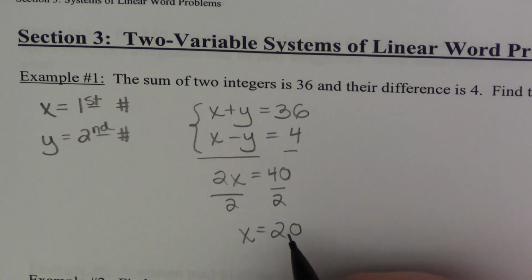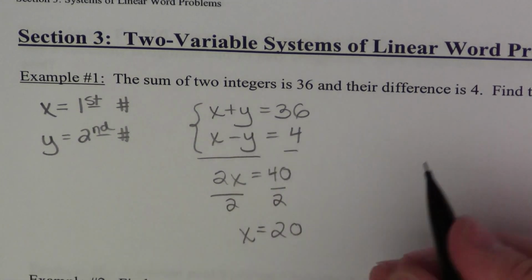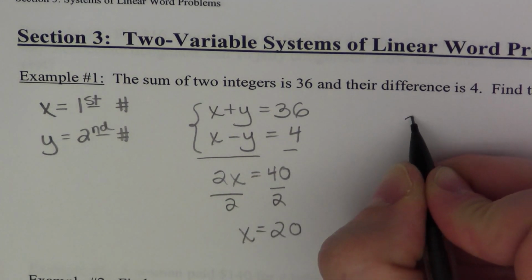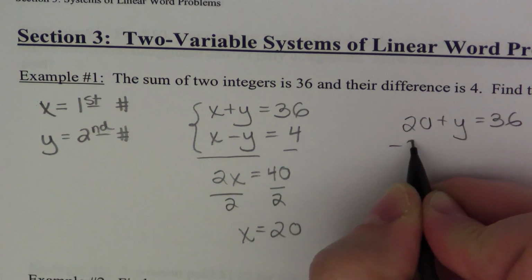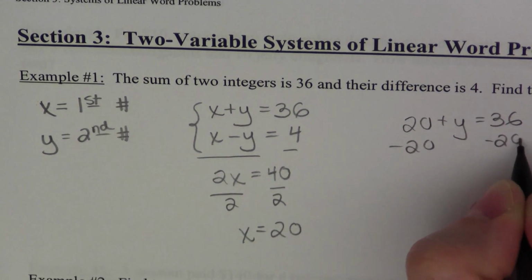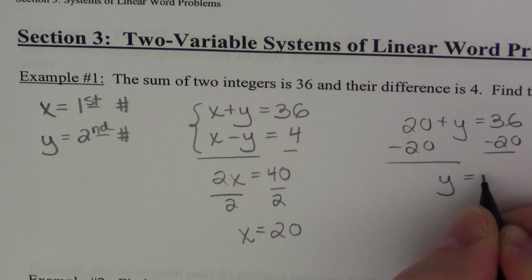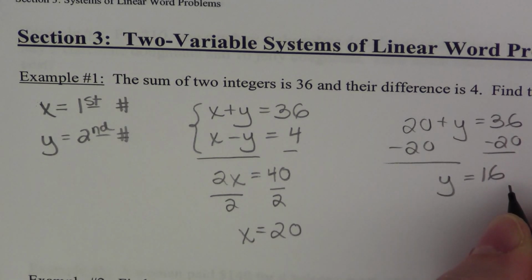We now need to find our second number. I'm going to go to my first equation, and I'm going to say 20 plus y equals 36, minus 20, minus 20, y equals 16. So x is 20, y equals 16.